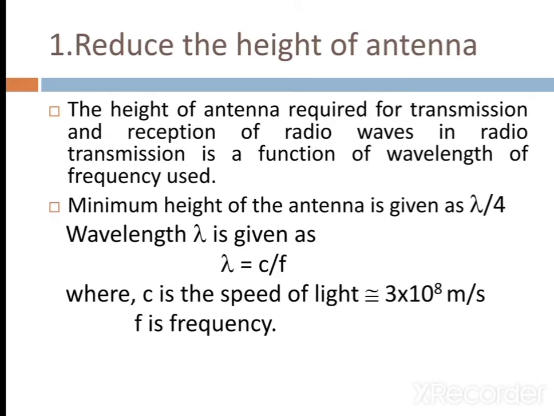First, reduce the height of antenna. So the height of antenna required for transmission and reception of radio waves in radio transmission is a function of the wavelength of frequency. That means the minimum height of antenna is given as lambda by 4, where wavelength lambda is given as c by f, where c is the speed of light and the value of c is equal to 3 into 10 raised to 8 meters per second, and f is the frequency.